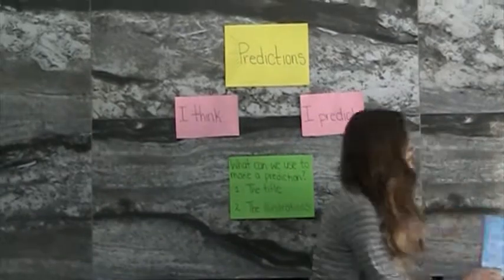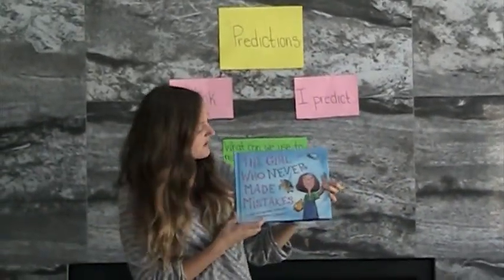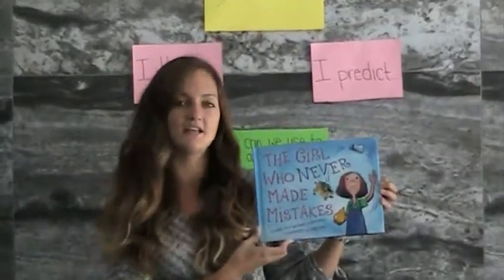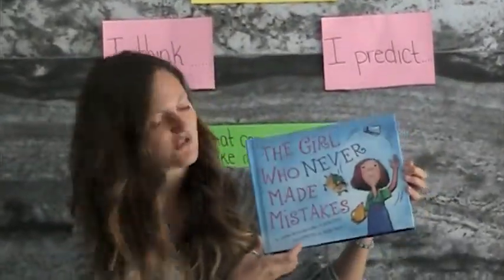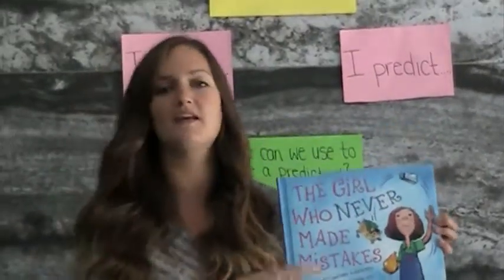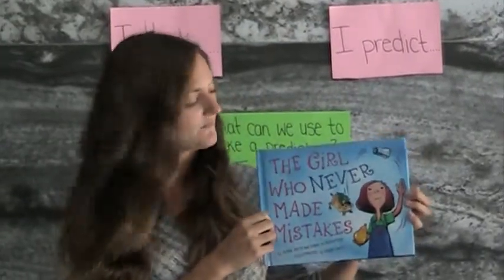In order to model predictions today, I'm going to be using the book The Girl Who Never Made Mistakes by Mark Pett and Gary Rubenstein, illustrated by Mark Pett. So, we begin at the beginning of the book. We first look at the cover and the title.